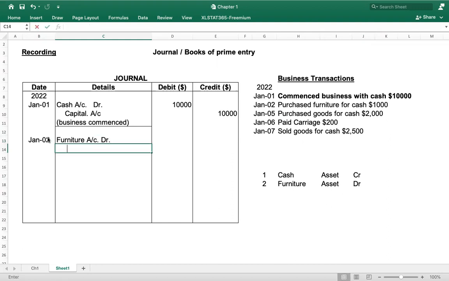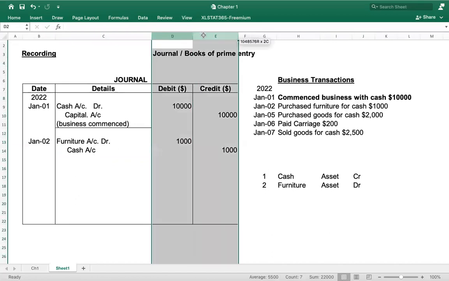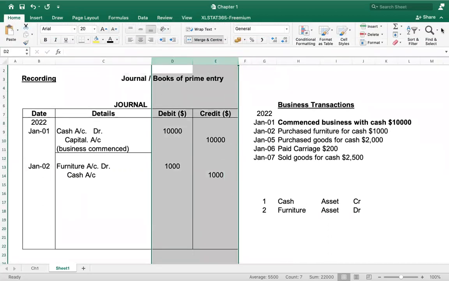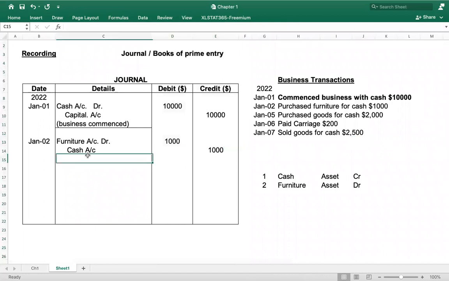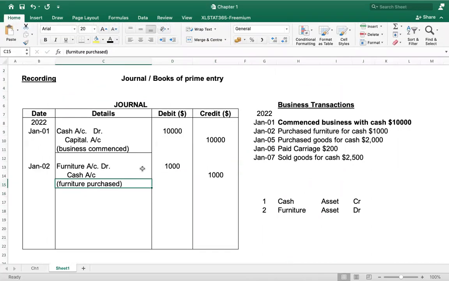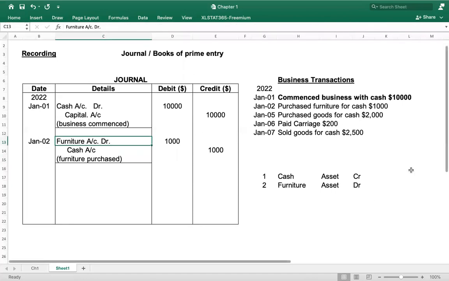Next, the credit line, leave some space. What should I write? Cash. Cash account. And the amount is how much? $1,000 debit and $1,000 credit. Always both amounts will be equal. Debit amount column and credit amount column will be equal only. Then let me write a short description: furniture purchased. After writing the description, we will put one line in this detail column.